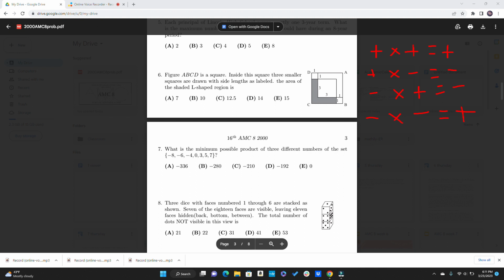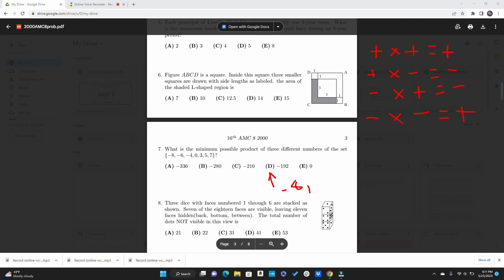So let's say we have 3 negative numbers. There's only one way to do that with 8, 6, and 4. And multiplying those together, we're going to get negative 192, right? So that is -8, -6, and -4. Okay, can we do any better?